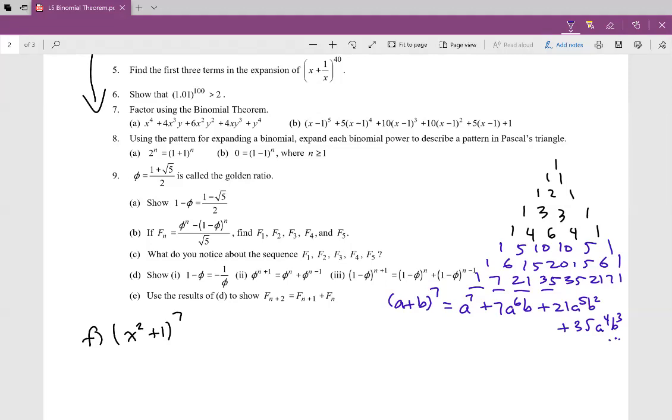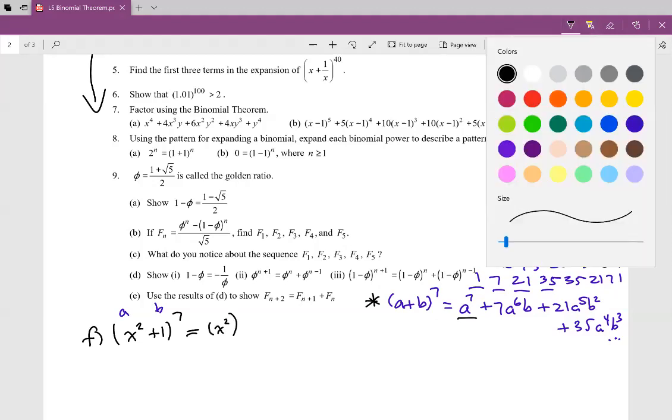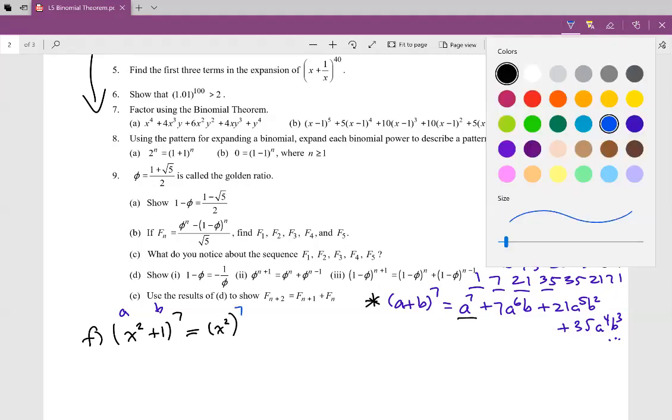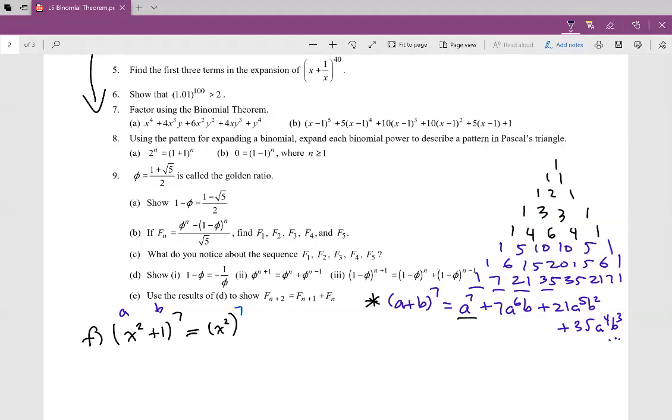And let's take a look at it. The a is x squared and the b is 1. So we're going to do a quick substitution using this formula that we just problem solved. Go through it slowly, take your time. Notice the first term is a to the 7. So x squared to the 7. Then we have, notice I put plus because it's always addition there.